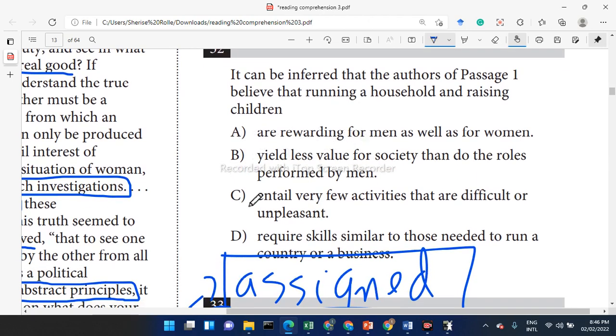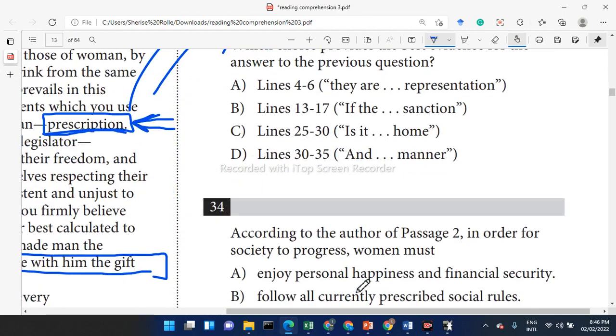So it's C. Yeah, I go with C. Entail very few activities that are difficult or unpleasant. Okay, I meant C. My bad, I was looking at B. Yeah, he's saying it's not difficult. They are less strenuous and such. Okay, let's go to number 33.